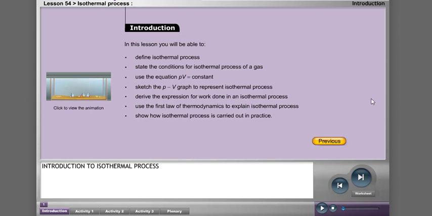In this lesson, you will be able to define isothermal process, state the conditions for isothermal process of a gas, use the equation PV equals constant, sketch the PV graph to represent isothermal process, derive the expression for work done in an isothermal process, use the first law of thermodynamics to explain isothermal process, and show how isothermal process is carried out in practice.